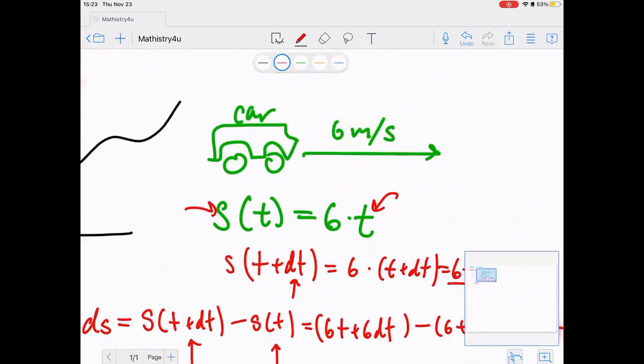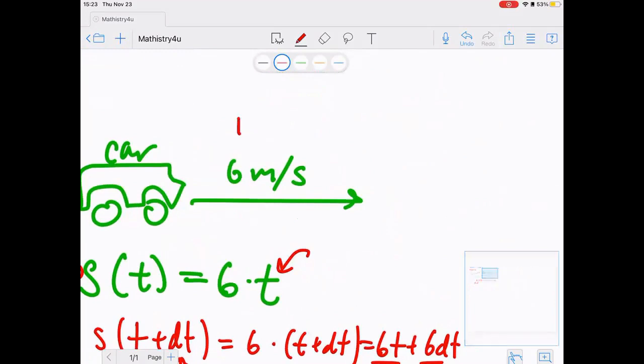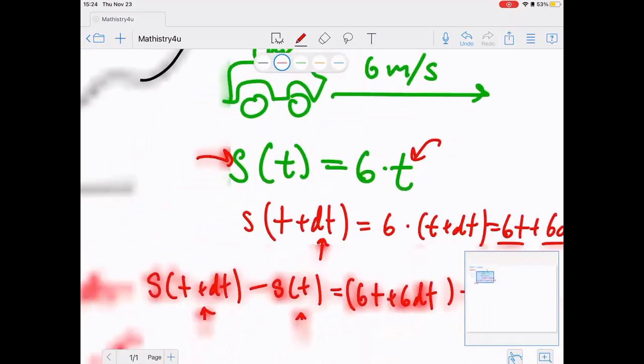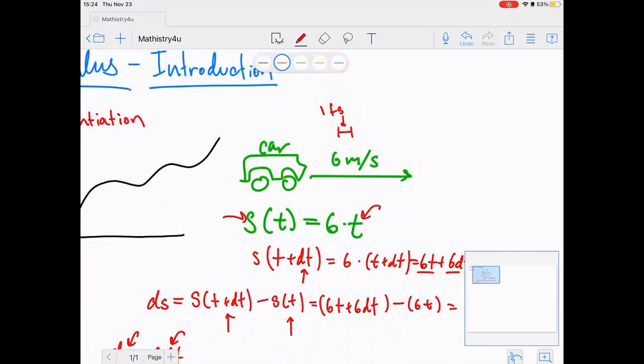What this is saying is, if you take a time segment of like 1 femtosecond, okay? So that's like a very, very small amount of time. Within this 1 femtosecond, the car is constantly traveling at 6 meters per second. That's what it's saying. The speed of the car with respect to time is 6 meters per second.